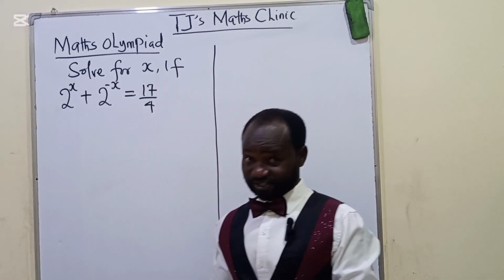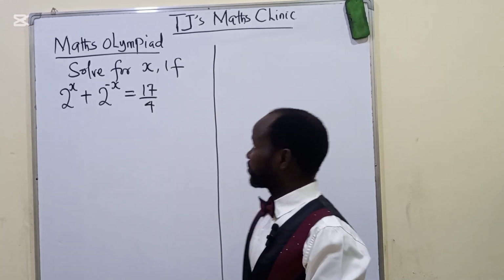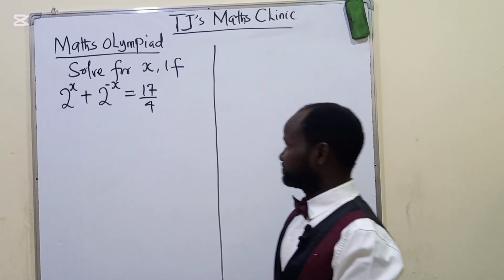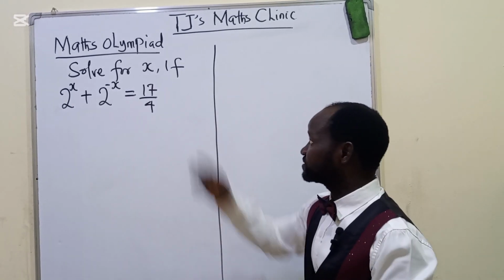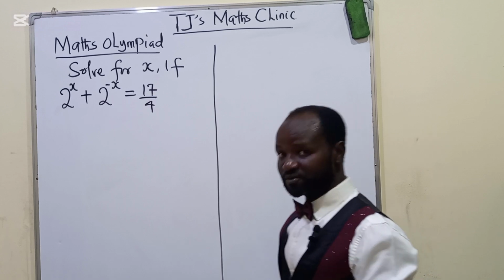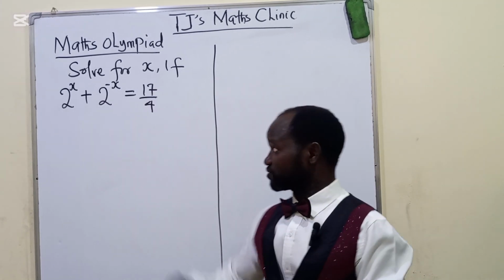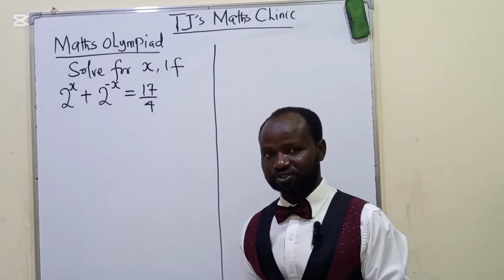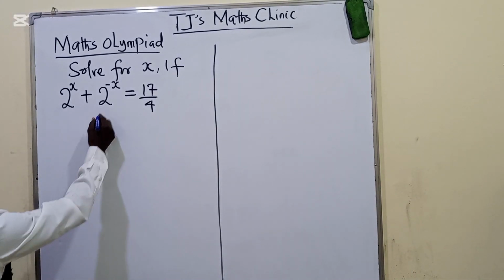In today's presentation, we are looking at this Maths Olympiad question. We are asked to solve for x if 2 power x plus 2 power minus x equals 17 upon 4. Let's look at how we can solve it. One thing with Olympiad math is that it is logical. It's just for you to look at how you can approach it. Let's write down the solution.